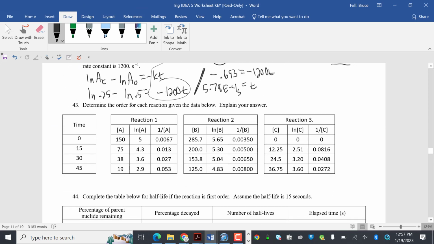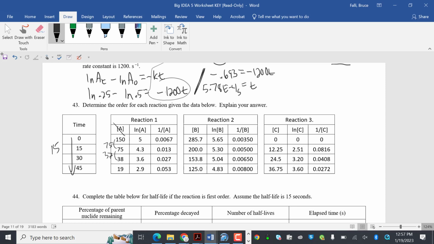Determine the order for each reaction in the data table below. Explain your answer. Okay, so the other way to do this, and I like this table one, is I look to see what the change is. So I notice that these are all a constant change of 15 seconds. So as I go down here, it's 75. Here is 37. That means it's not linear. So this is not A.